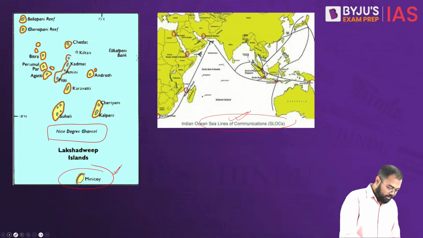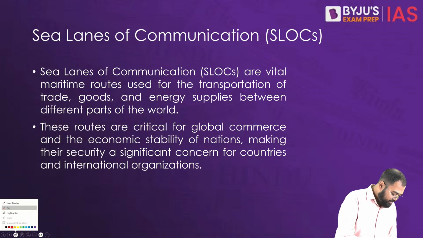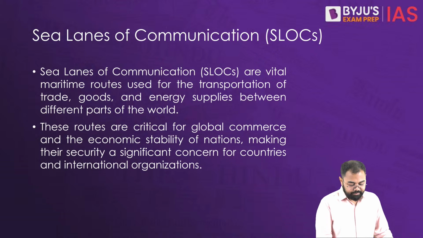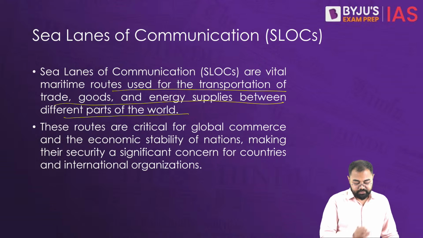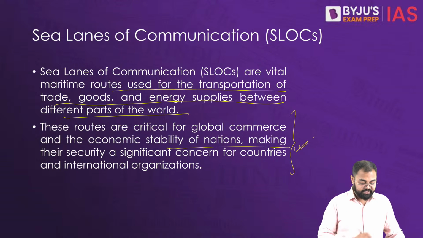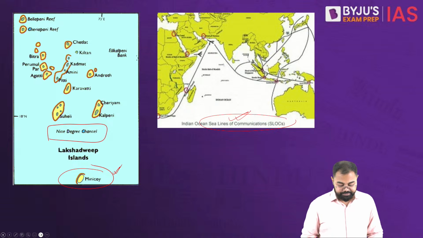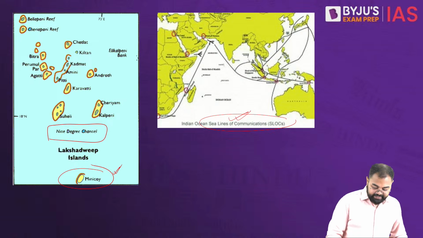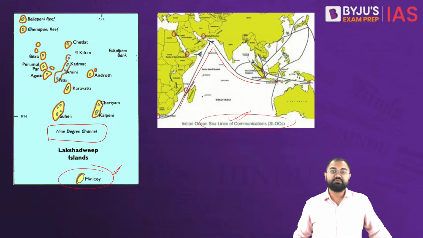Now, first, to talk about the sea lines of communication. The sea lanes of communication are maritime routes used for the transportation of trade, goods and energy supplies between different parts of the world, and these routes are critical for global commerce and the economic stability of the regions. As you see in this picture, these lanes or lines that you see are the ones called sea lanes or sea lines of communication.